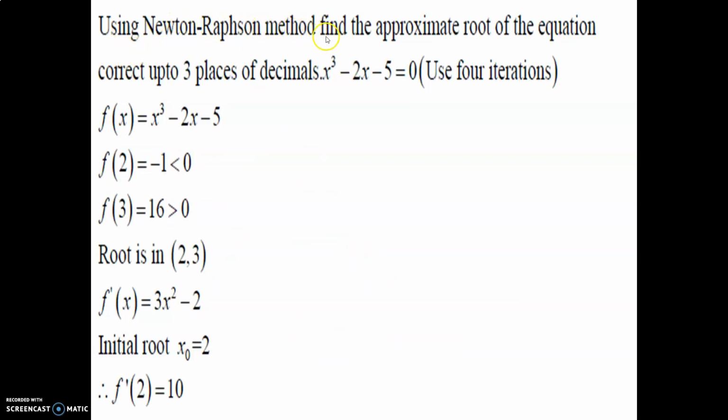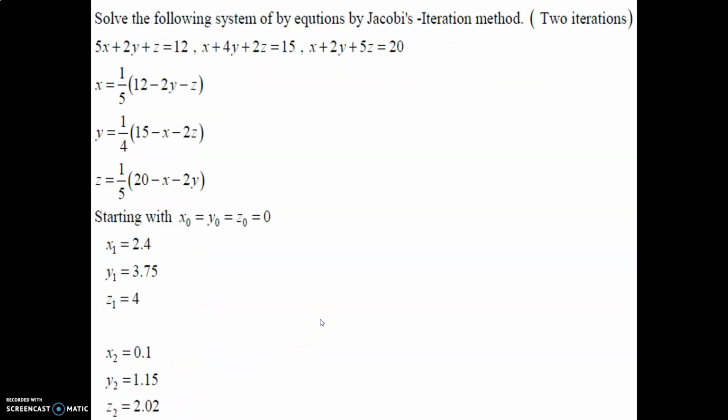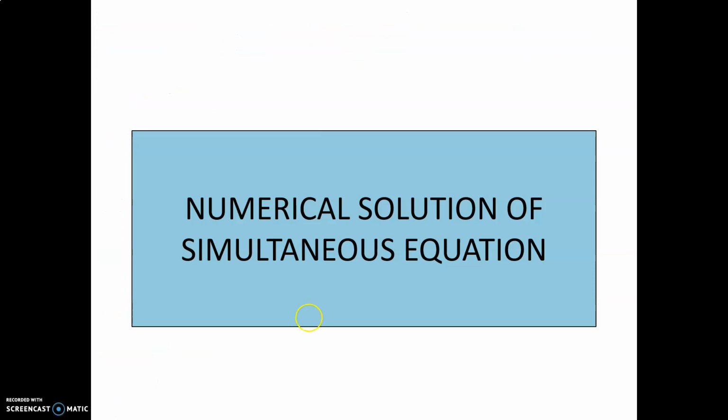Using the Newton-Raphson method, find the approximate root of the equation correct up to 3 places of decimal: x cube minus 2x minus 5 equal to 0. Use 4 iterations. f of x is equal to x cube minus 2x minus 5, f of 2 is minus 1, less than 0, f of 3 is 16, greater than 0. The root lies between 2 and 3, f dash of x is 3x square minus 2. Initial root we have to consider 2, f dash of 2 is equal to 10. So solving this type of problem, we have to solve the iterations for homework.